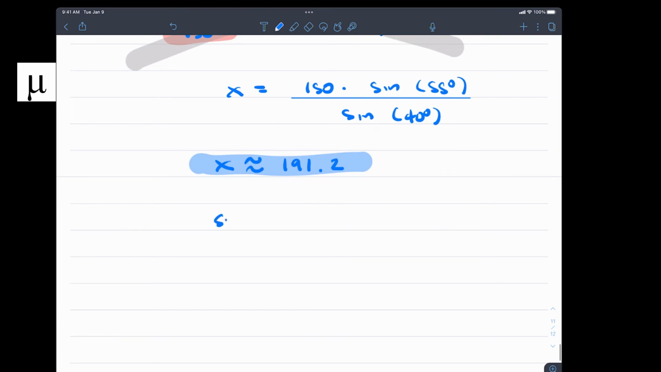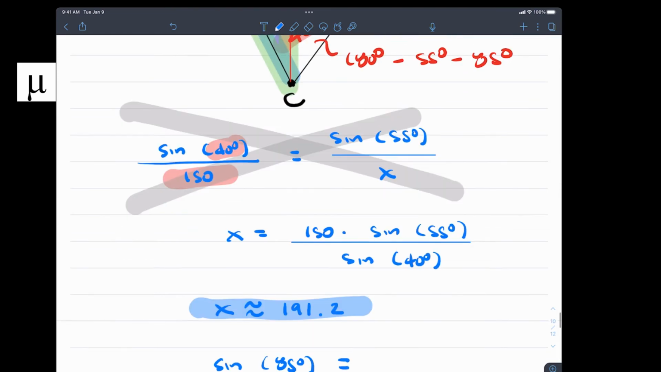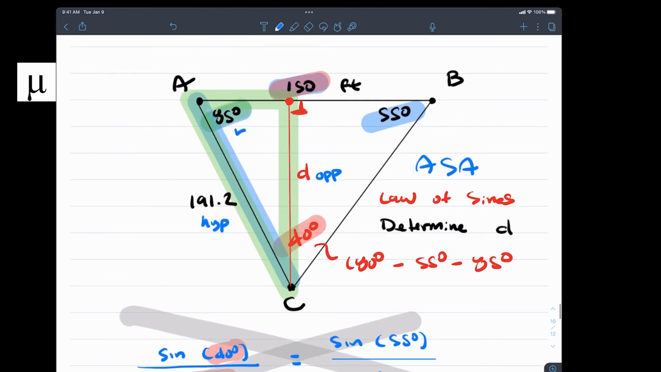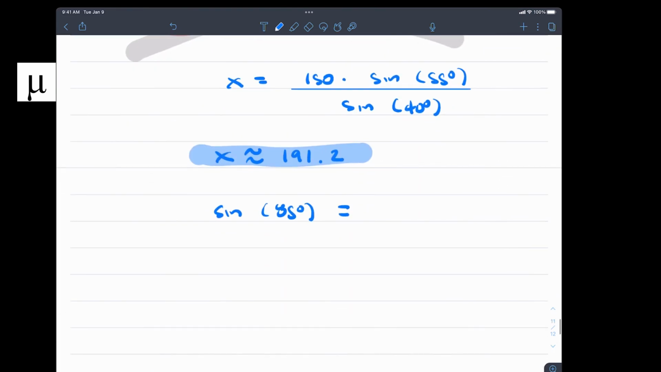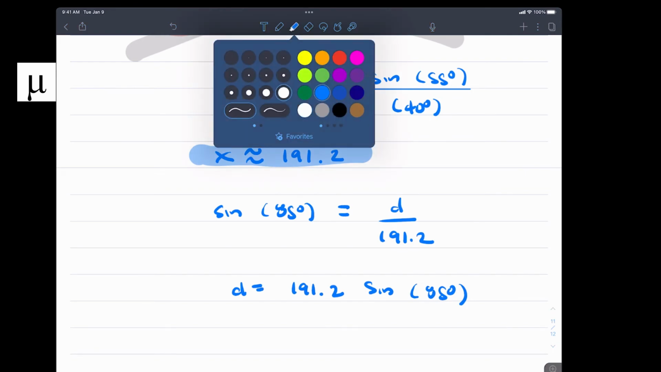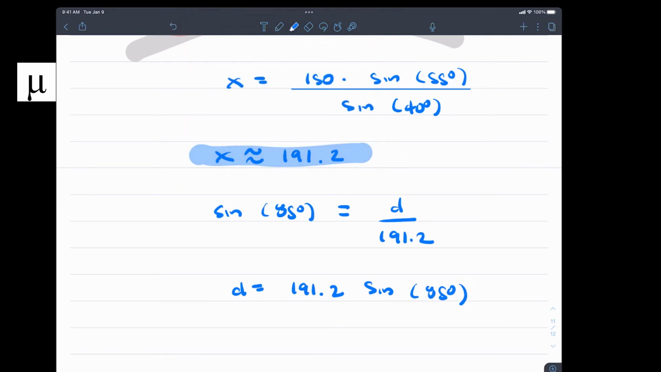Sine 85 degrees. The opposite side is D. The hypotenuse is 191.2. So that means D will be 191.2 sine of 85 degrees here. Let's find what D is.